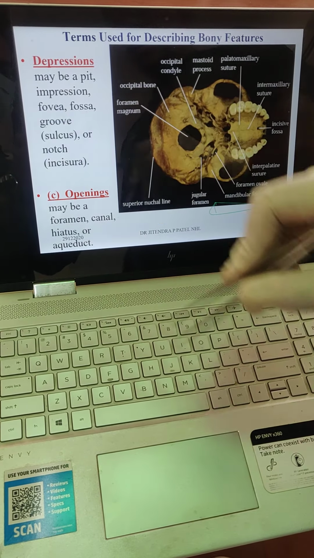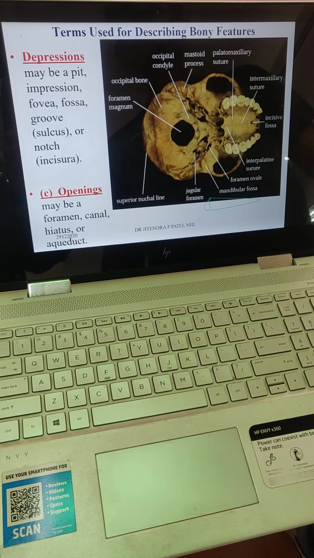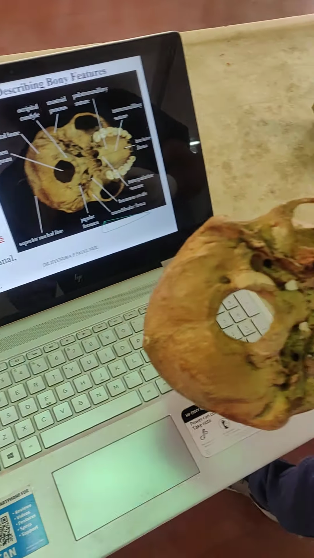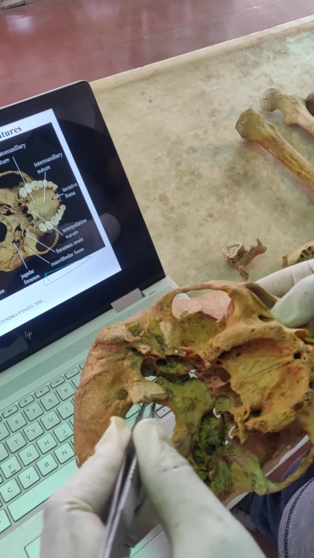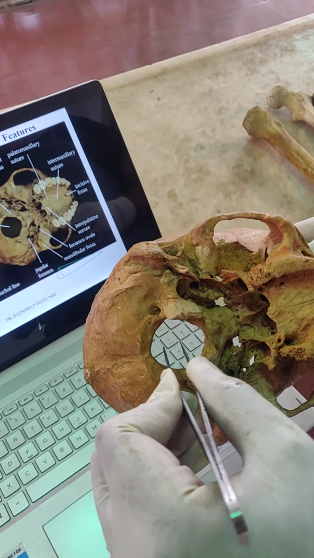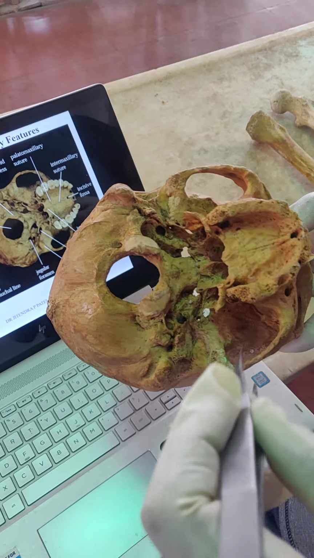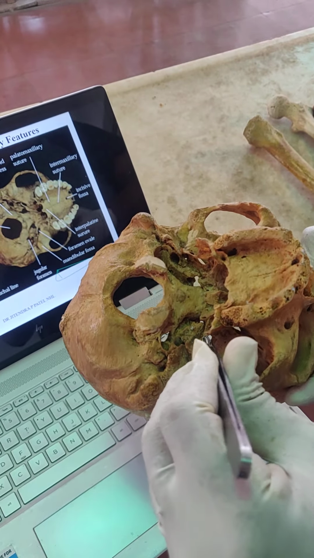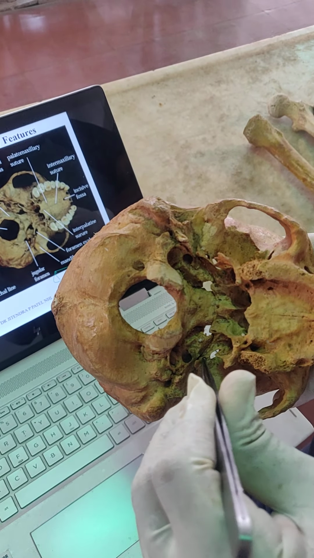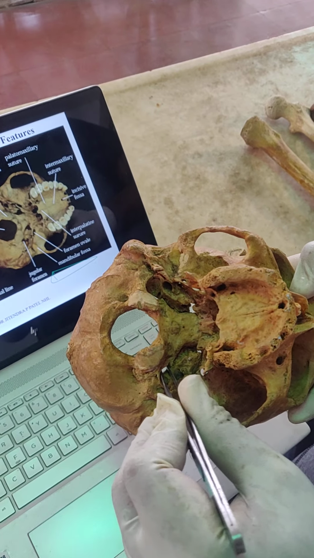An opening may be called a foramen, canal, or hiatus. Here you can see mainly the foramina inside the skull. This is the foramen magnum. This is the foramen ovale. This is the foramen spinosum. This is the jugular foramen.